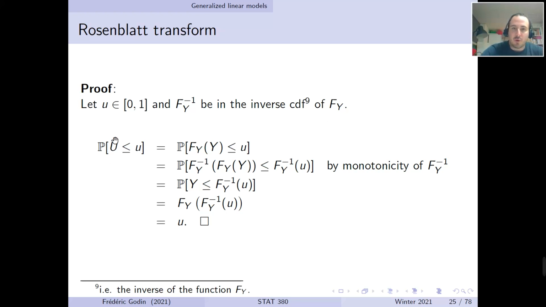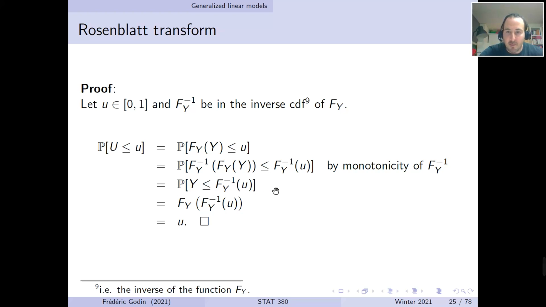So U, which was defined as F_Y applied to Y, we want to determine the probability that this random variable is smaller or equal to some constant u. By definition, U was F_Y applied to Y. Because F is increasing, the inverse should also be increasing, so we can apply F inverse on both sides. F inverse applied to F is simply the identity function. So this becomes the probability that Y is smaller or equal to the inverse CDF applied to u.